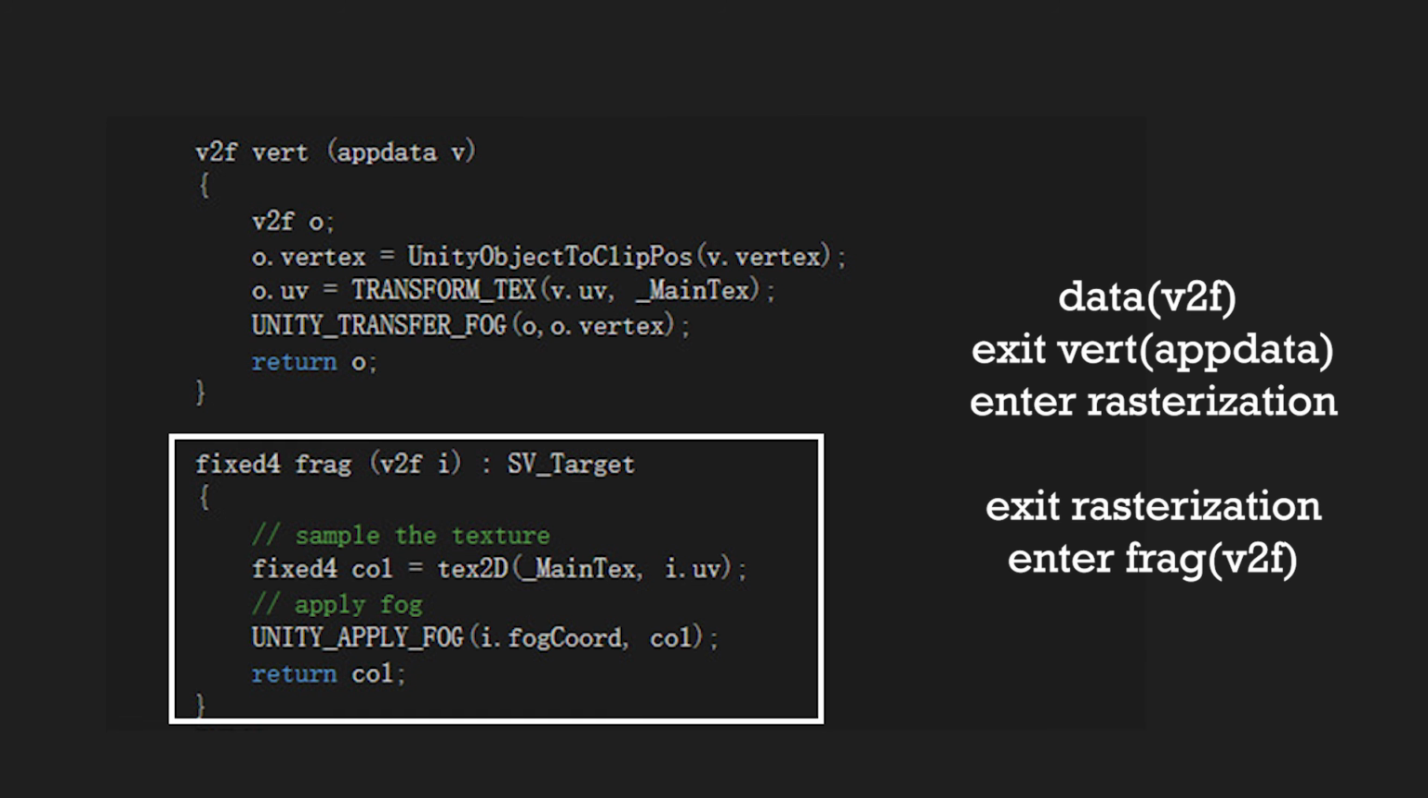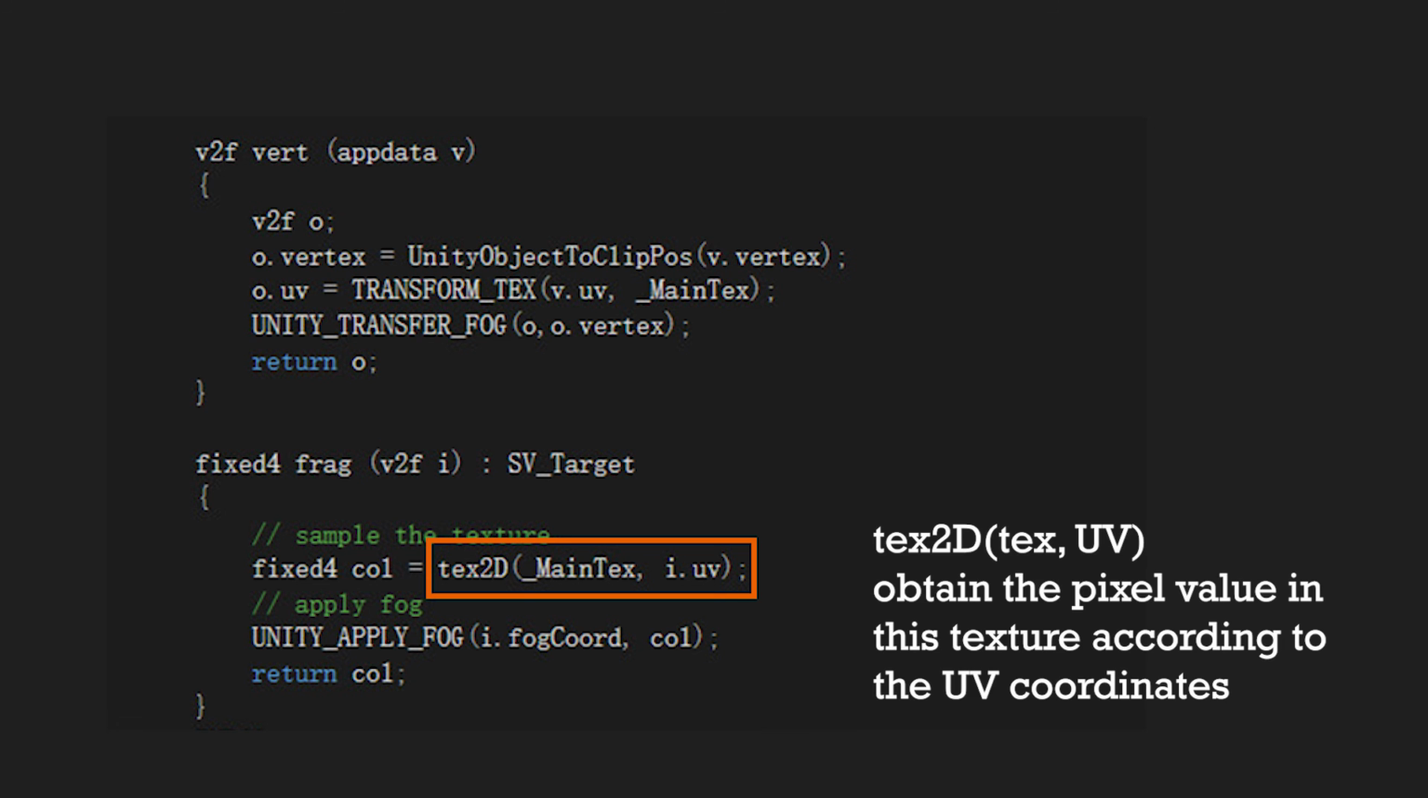The general flow of the rendering pipeline, I briefly talked about in the last video. First is the vertex shader, then the rasterization, and finally the fragment shader. But since we can't control this stage of rasterization, I omitted it from the flowchart in the first video. Here I want to explain it in particular. Back to the shader. This v2f data reaches the fragment shader after rasterization. The tex2D function can obtain the pixel value in this texture according to the UV coordinates and then return it. After entering the next stage, the texture finally appears on the screen.